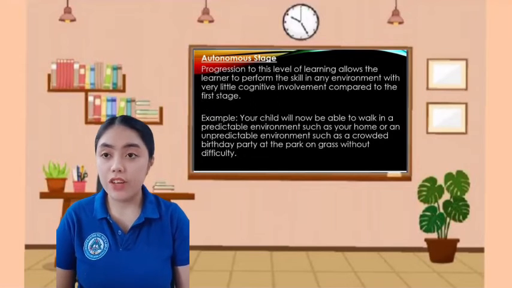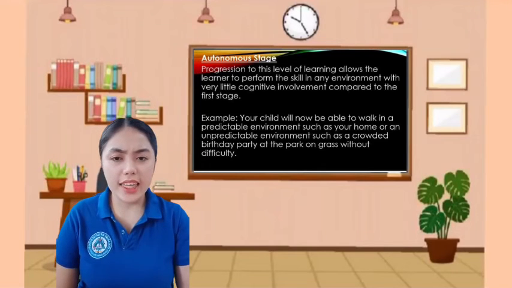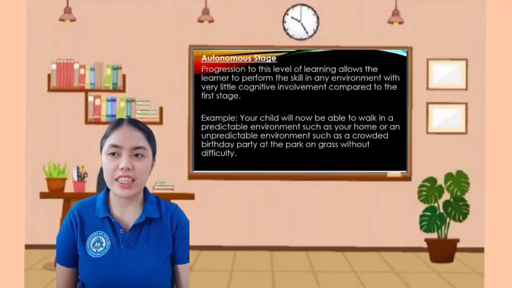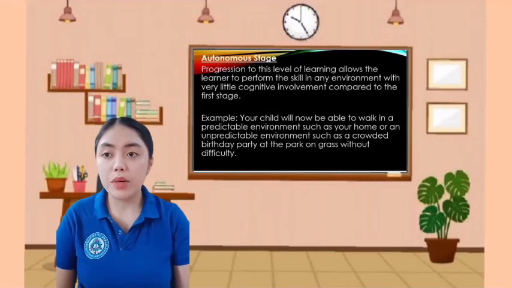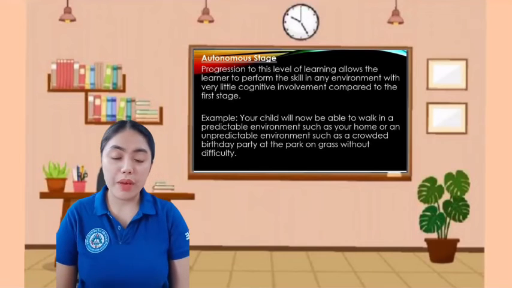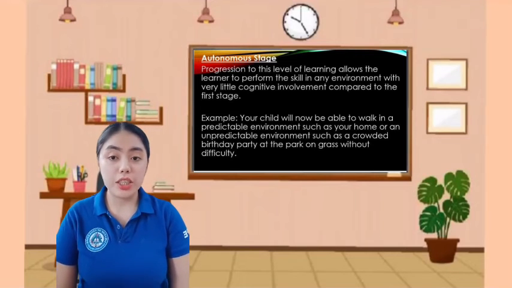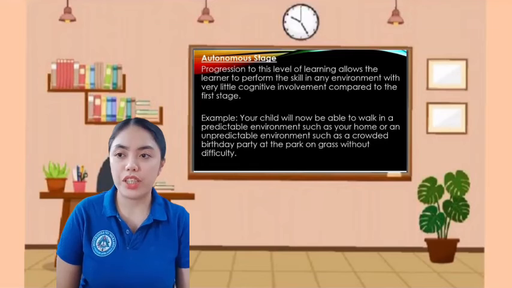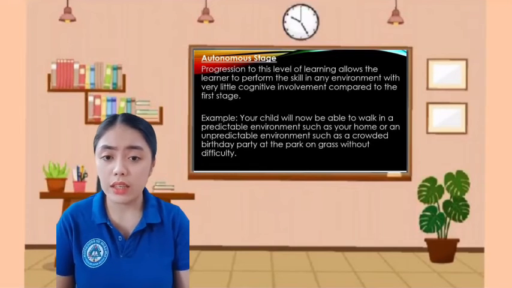Progression to this level of learning allows the learner to perform the skill in any environment with very little cognitive involvement compared to the first stage. Example, your child will now be able to walk in a predictable environment such as your home, or any unpredictable environment such as a crowded birthday party at the park on the grass without difficulty.